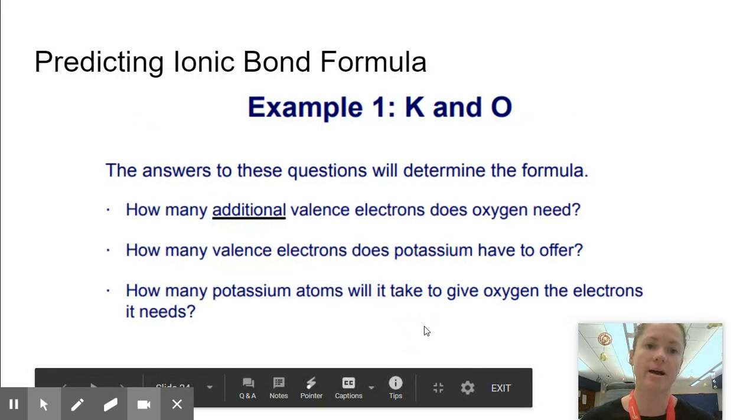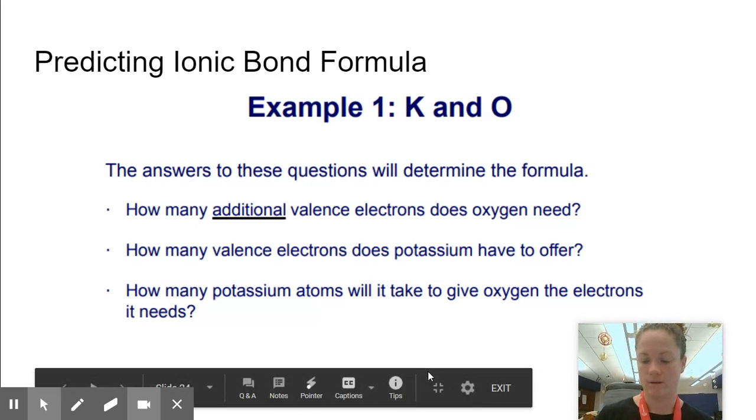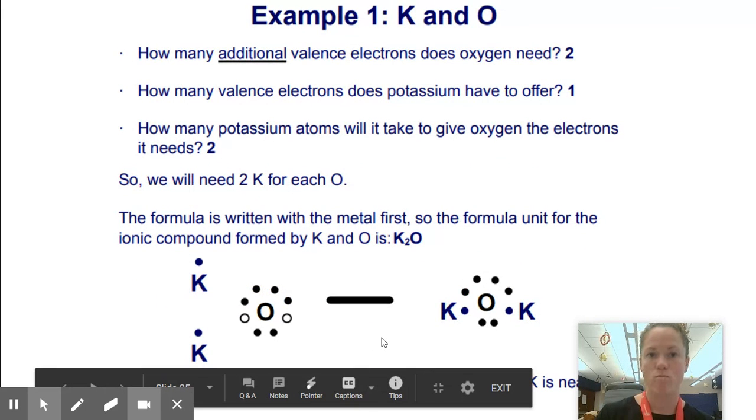All right, so predicting ionic bond formulas. For K and O, K is potassium, O is oxygen. K has 1 valence electron. O is in the 16th column, so it has 6. So 6 plus 1 is only 7. We still need 1 more. So we want to think how many more valence electrons oxygen needs if it has 6, and it would need 2 more. Therefore, the next slide.